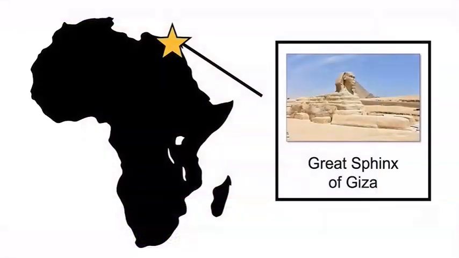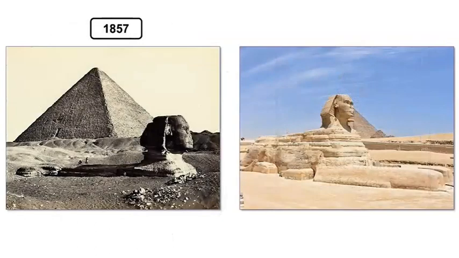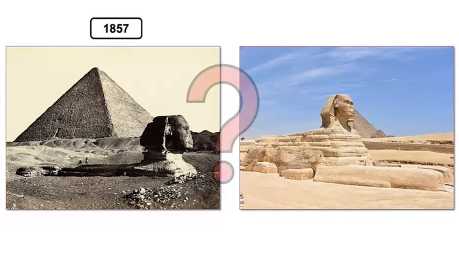Let's travel back to Egypt to look again at the Great Sphinx of Giza that we saw in the last lesson. In 1857, the Sphinx was buried in the sand. But in this picture, we can see most of the Sphinx. What caused this change? We know that many people worked hard to dig the Sphinx out, but how did it get buried in the first place?